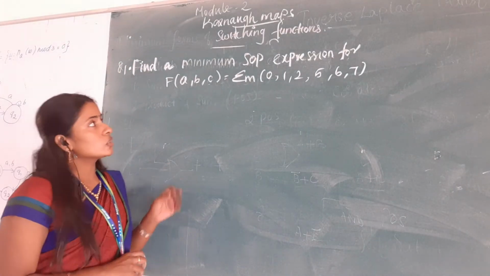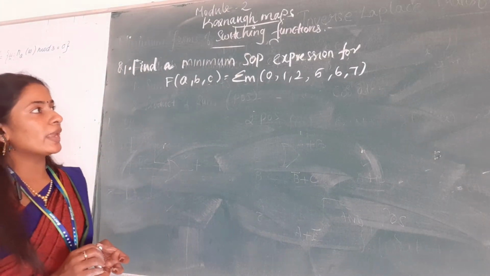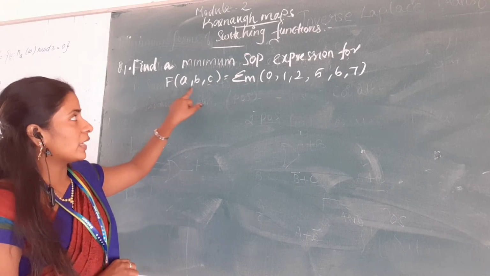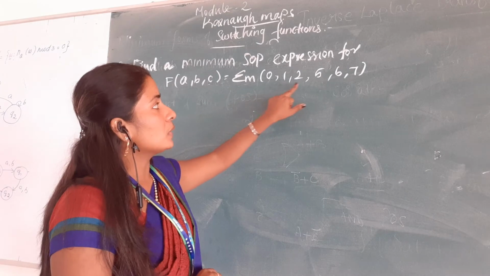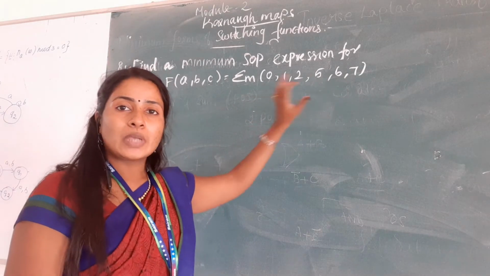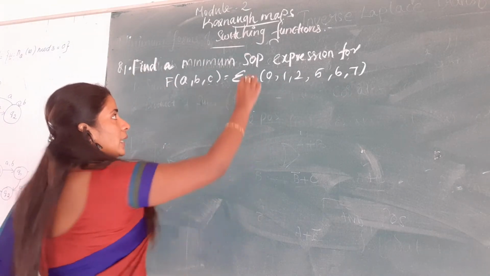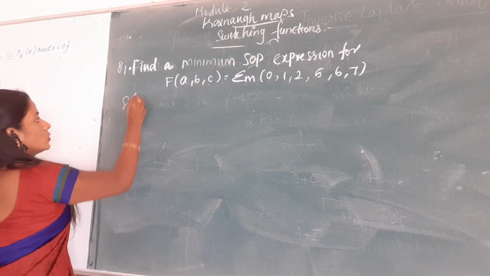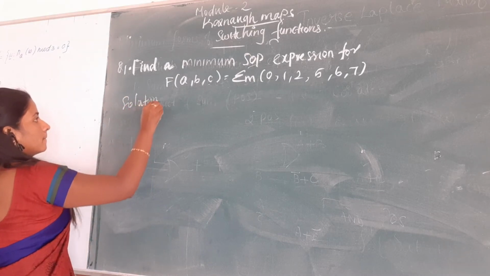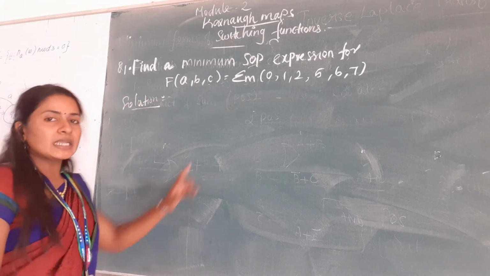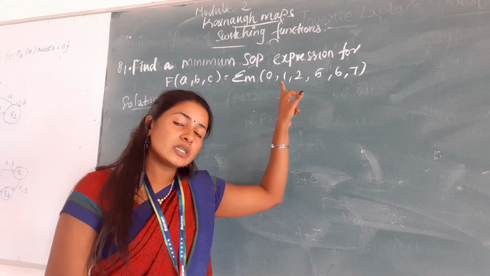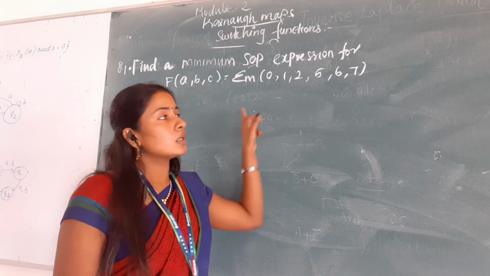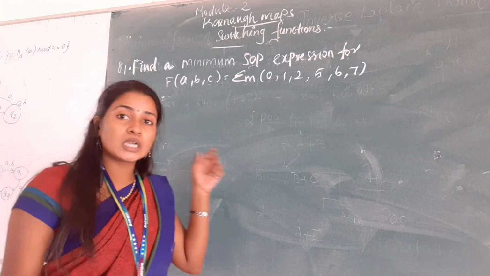Okay, you see the first question. Find a minimum SOP expression for the function of A, B, C equal to summation m of 0, 1, 2, 5, 6, 7. I am going to solve this by using the SOP method. Solution. In the question we got decimal values. Our first step is converting these values into functional values.